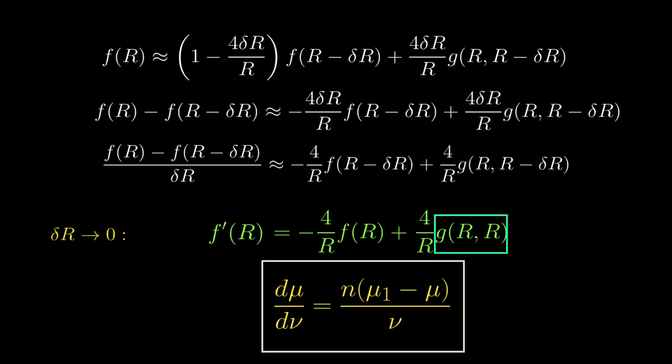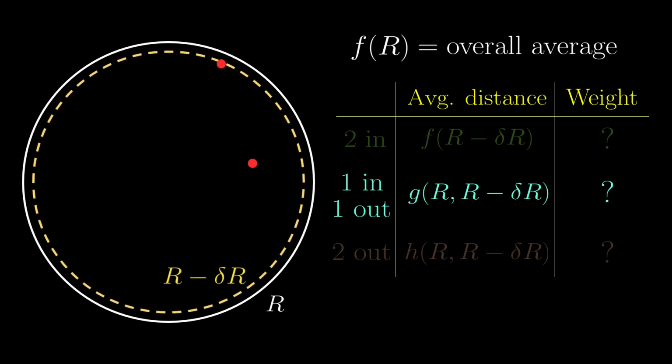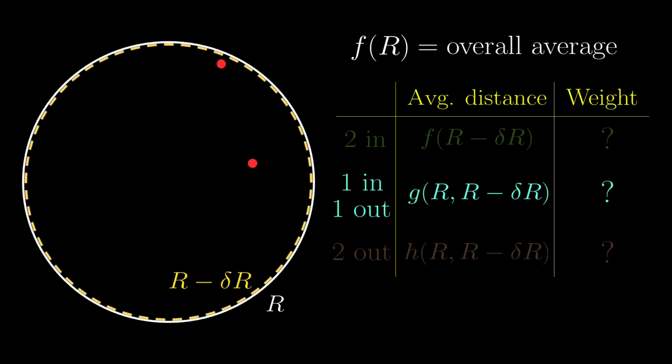Anyway, let's finish this up by finding g. Let's recall how we defined g in the first place. It is the average distance when a point is inside the inner disk and the other is outside. When delta r becomes smaller and smaller, the inner disk expands, so the point supposedly outside has to move towards the circumference to stay outside.